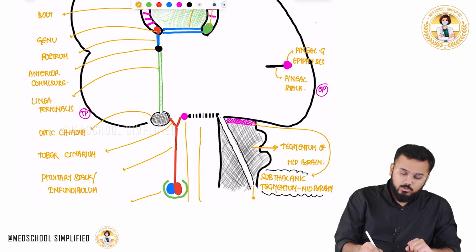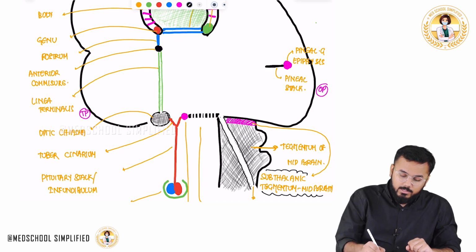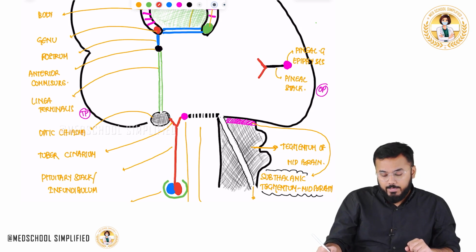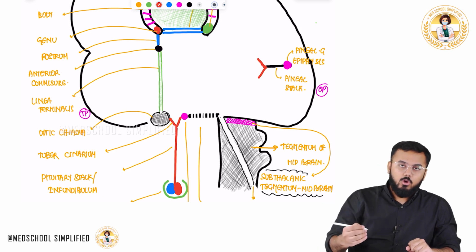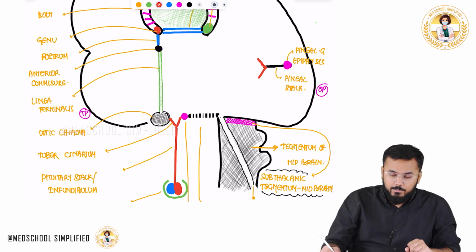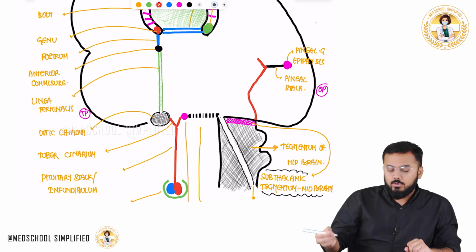Now, this pineal stalk divides into two things. See here, one is called the superior laminae, another one is called the inferior laminae. There are two laminae over here, one on the top which is called the superior laminae, one on the bottom which is called the inferior laminae. Now, this inferior laminae comes all the way like this and attaches over here.